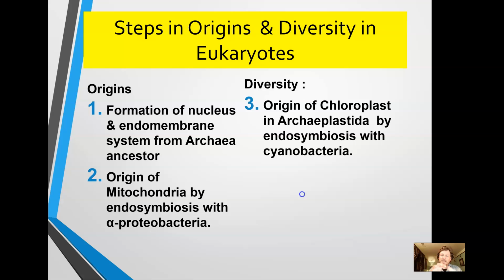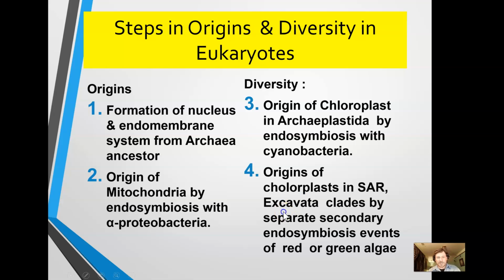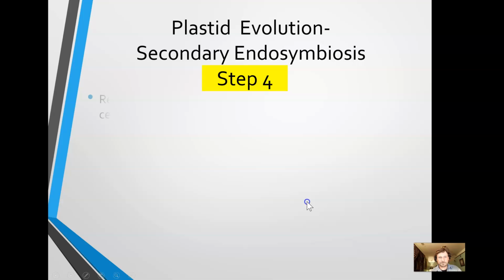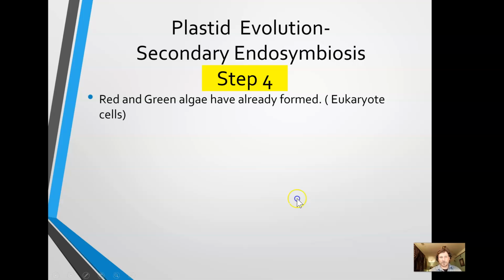Right? The Archaeplastida, one of these groups that evolved, had a mitochondria. It took in the cyanobacteria, and that became the chloroplast in the Archaeplastida. That's our step 3. Now what we have in step 4 is some of these descendants from over here, so someone in the Stromanopila and excavata, they took in an algae, and that became their chloroplast. So that's our step 4. We call it secondary endosymbiosis, right?